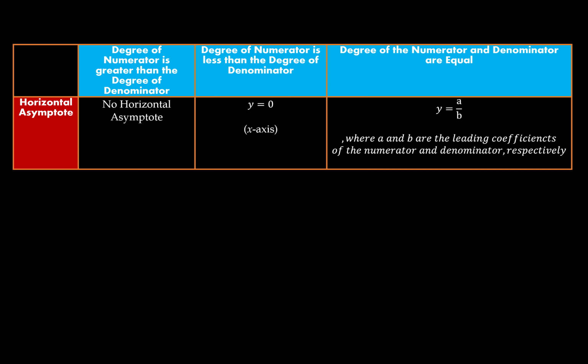Each of these cases has a different impact on our graph. The first case will result in no horizontal asymptote. The second case results in a horizontal asymptote at y equals 0, aka the x-axis. And the third case creates a horizontal asymptote at y equals a over b, where a is the leading coefficient of the numerator, and b is the leading coefficient of the denominator.